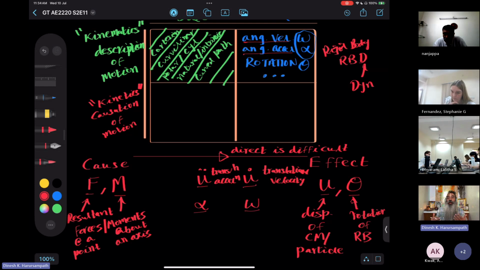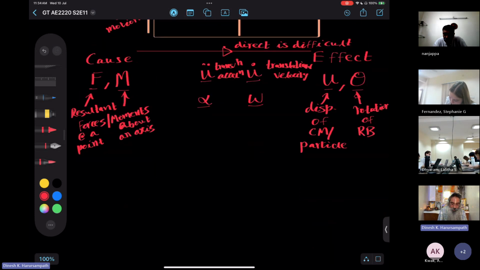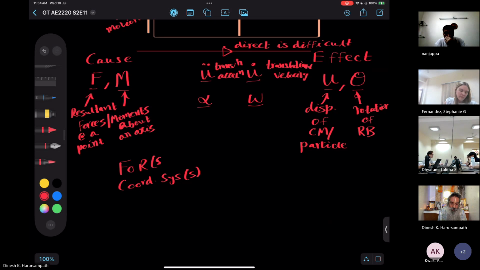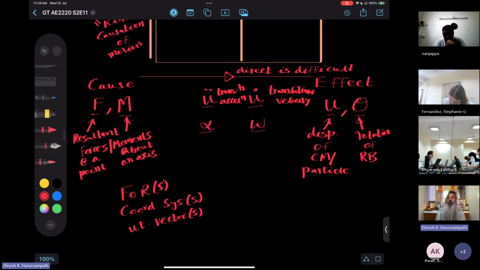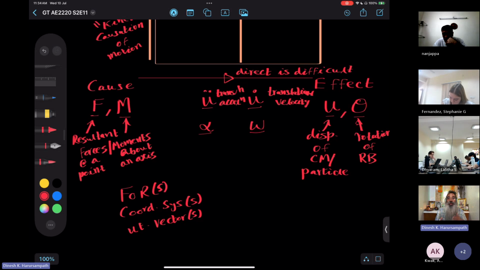Of course, draw the things that we have been always harping upon, namely your frame of reference, the coordinate system, or systems in plural, and of course the unit vectors. Okay, and make sure that whenever you're introducing these concepts, you put them in equations.